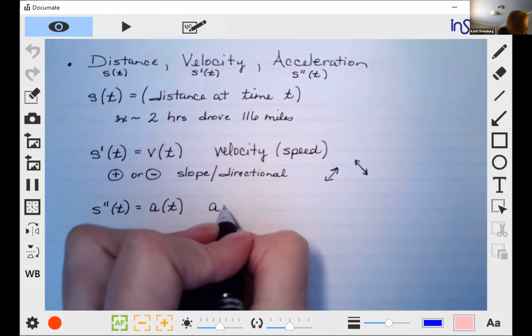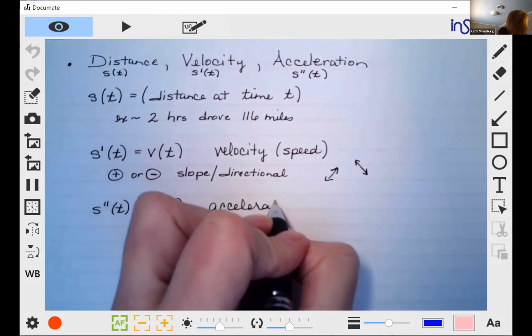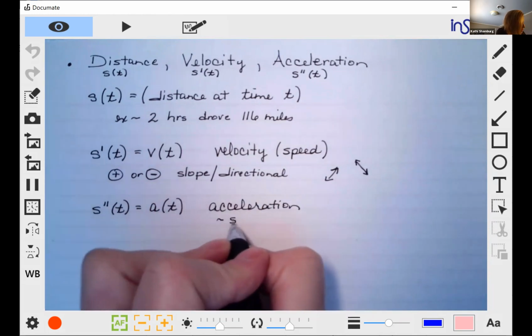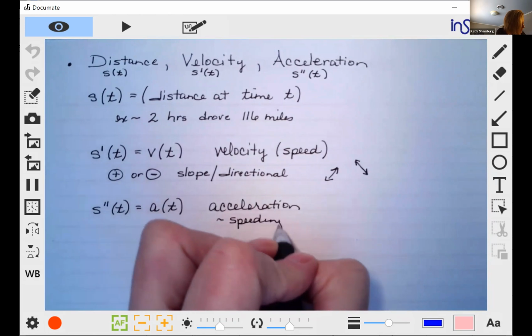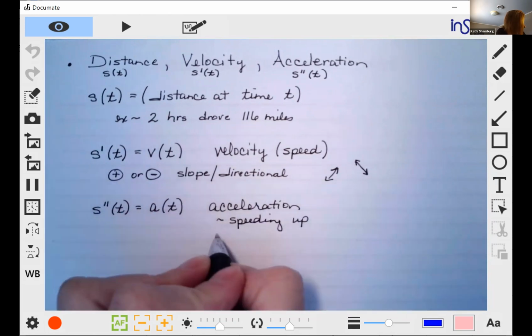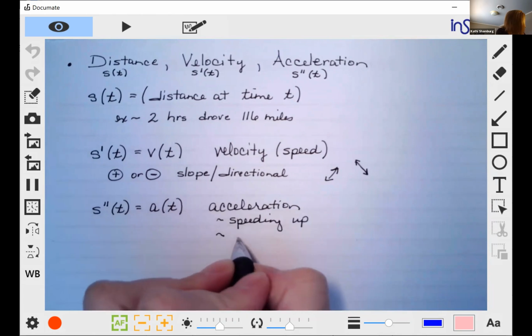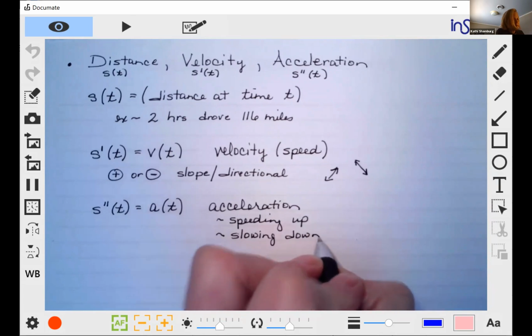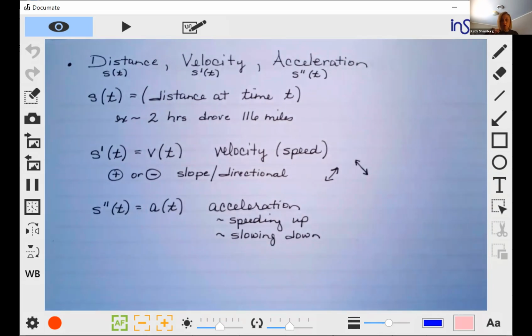So this deals with acceleration, which here we're talking about if you were speeding up at a particular time, or if you were slowing down. So as you're leaving town, your acceleration would be speeding up. And then when you get into Tulsa, you would reduce your speed. So acceleration would be positive, reducing would be negative.